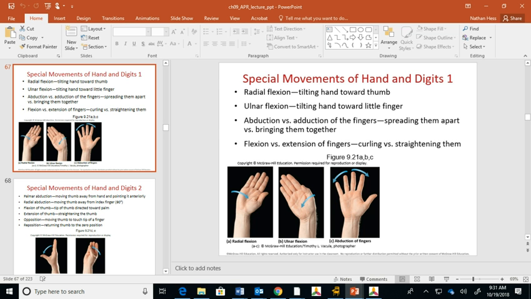What motion is this? Flexion. This is flexion. This is extension. Flexion, extension. What if you like bending it back, like some people? There would be hyperextension. Yeah, that would be hyperflexion. Yep.